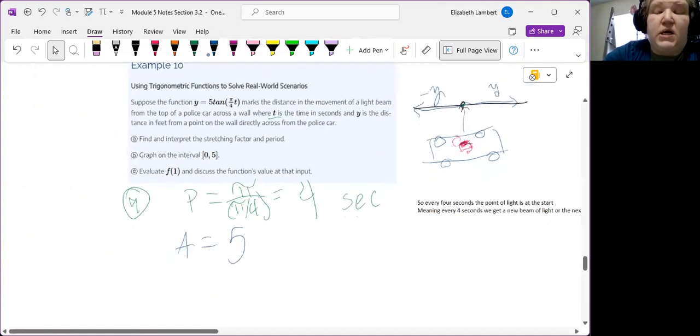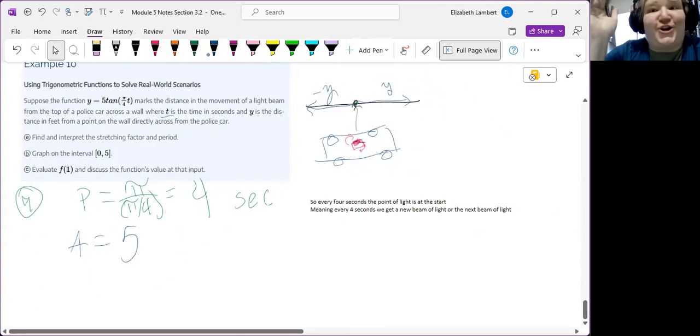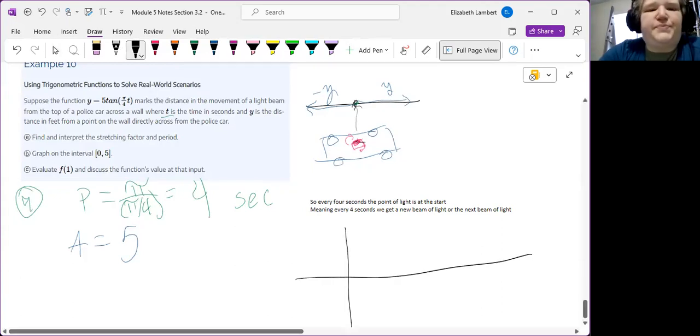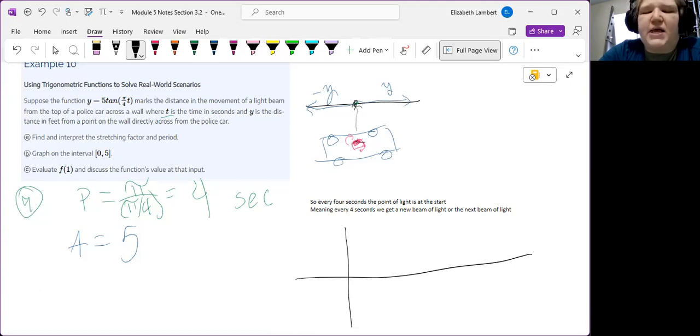We're going to graph on the interval 0 to 5. I don't know why they want that, but sure. So tangent is sine over cosine. Sine starts at 0, so tangent starts at 0. Our period is 4 seconds, but they want us to graph all the way to 5, so 2, 3, 4, 5. Now remember, this point on the graph is the center of a period. So that means we're going to see asymptotes at 2 and 4.